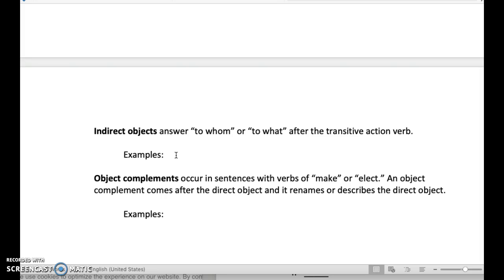So here's one about the California wildfires. The firefighters gave the people some water. Okay, so here's your subject, the firefighters. Here's the action verb, gave. What did they give? Well, they didn't give the people, they gave water. So water is the direct object.